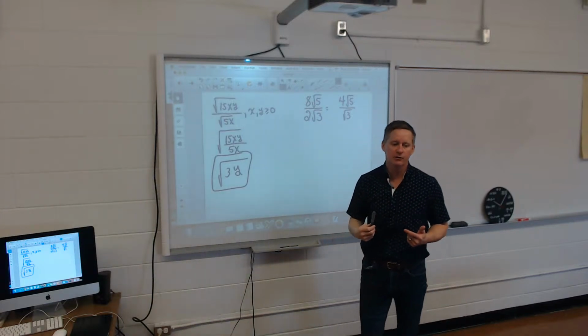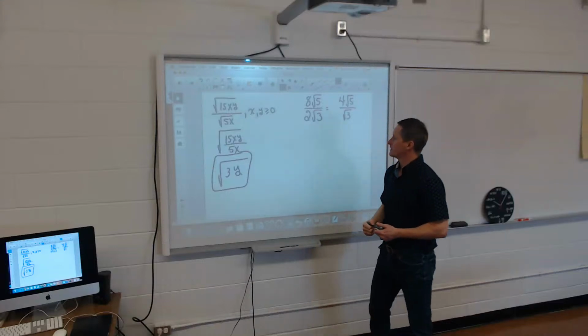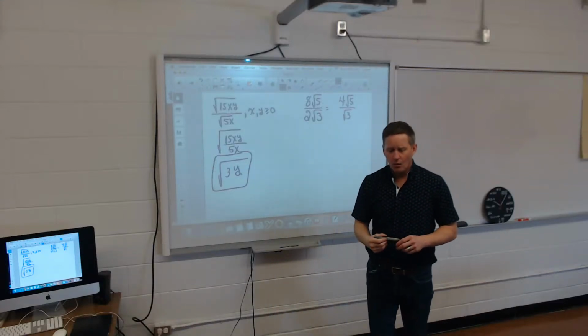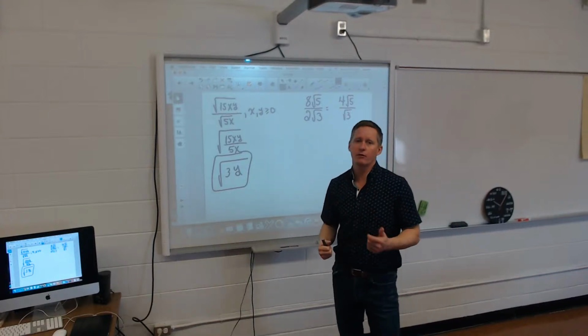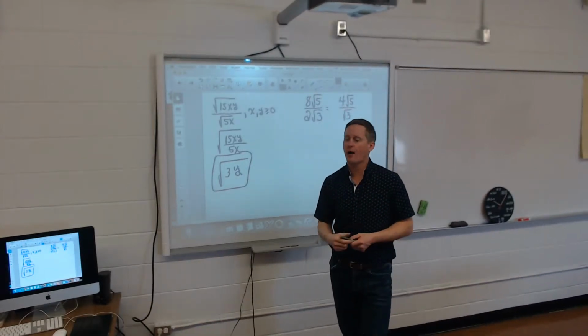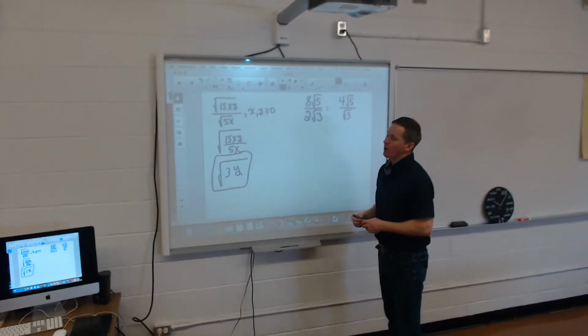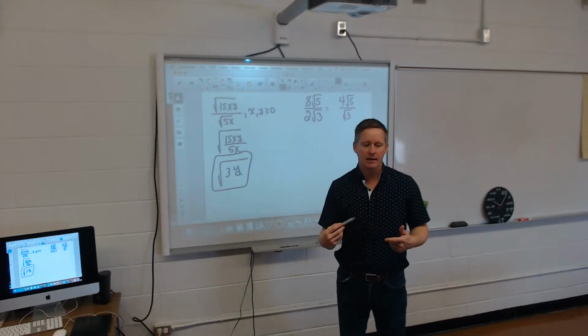Now, last year we talked a little bit about this, but not much. This year we are going to have a primary focus on this. One of the things that we don't want to have is a square root on the denominator of a fraction. So what we want to do is rationalize the denominator.